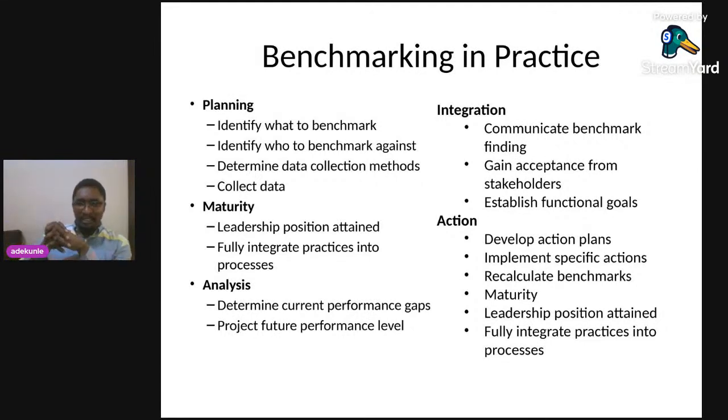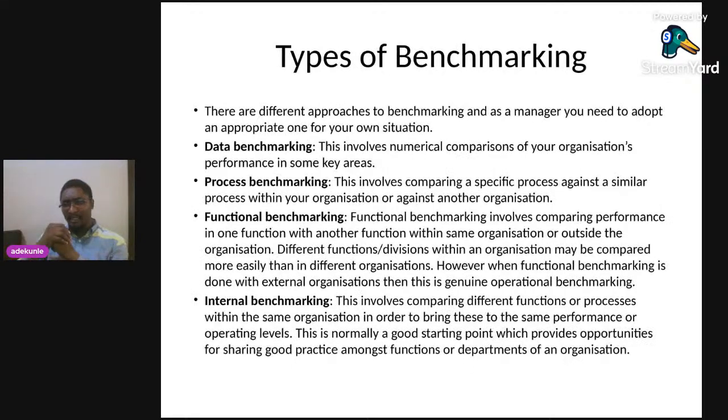When you establish integrity, then you take actions. In action, you develop action plans, implement specific actions, and calculate your benchmark. Then, in maturity, you show leadership. Once the leadership position is attained, you fully integrate the practice into your process and into your own organization. This is actually the entire process of benchmarking.